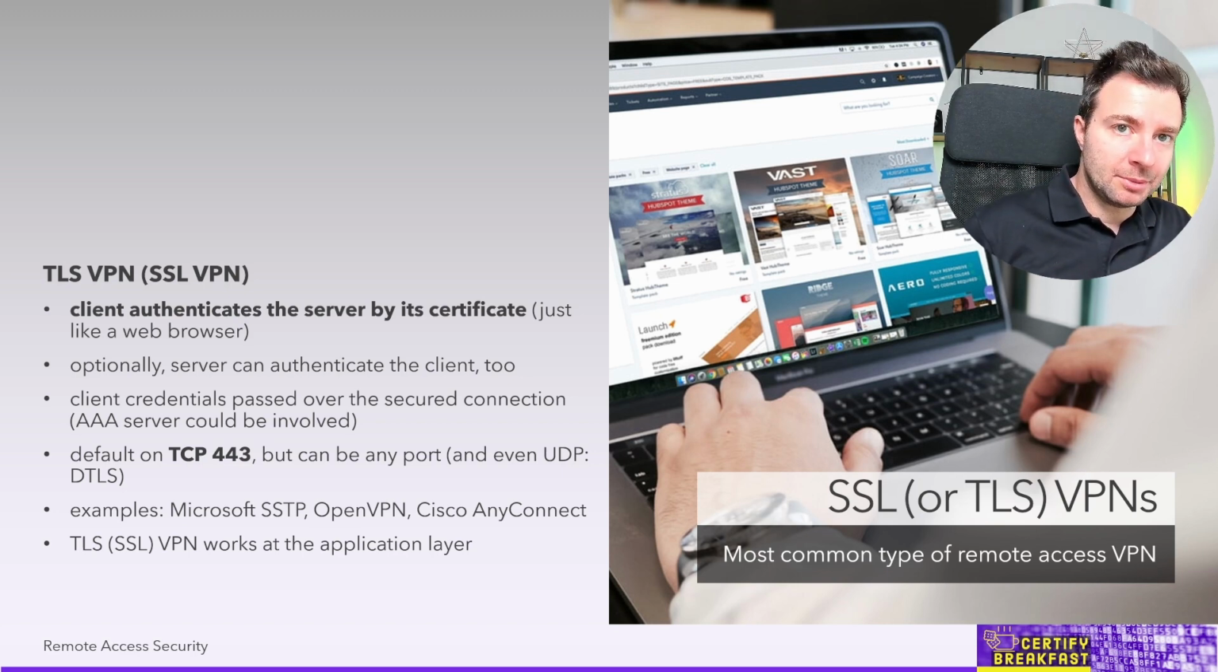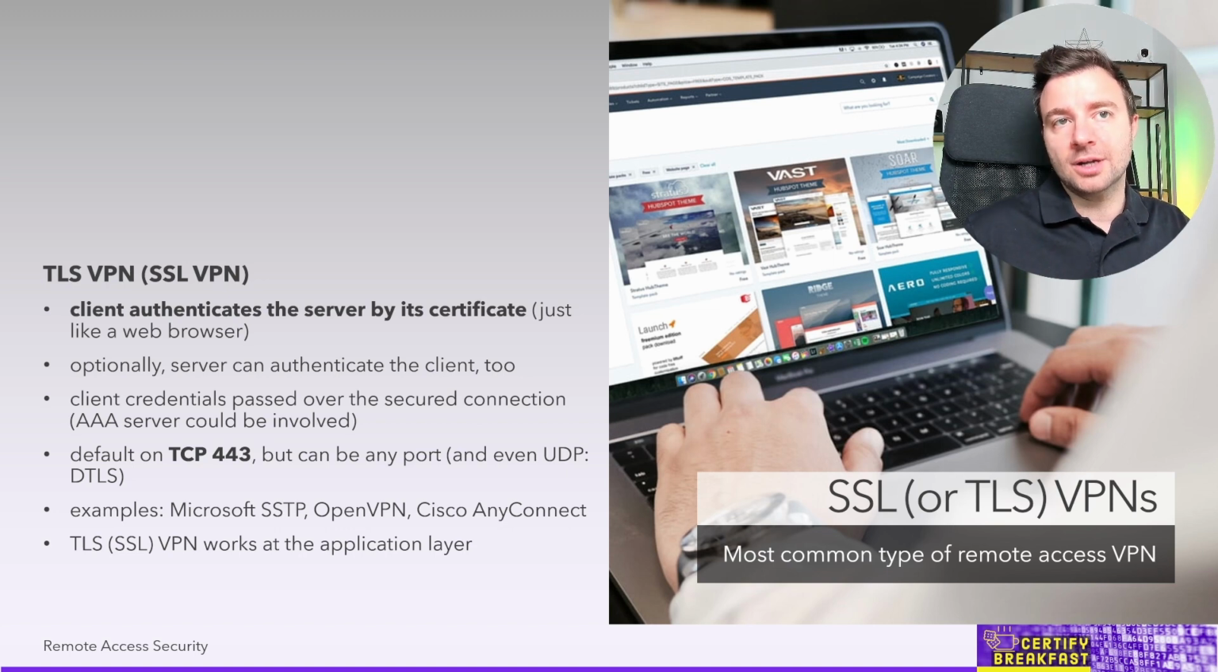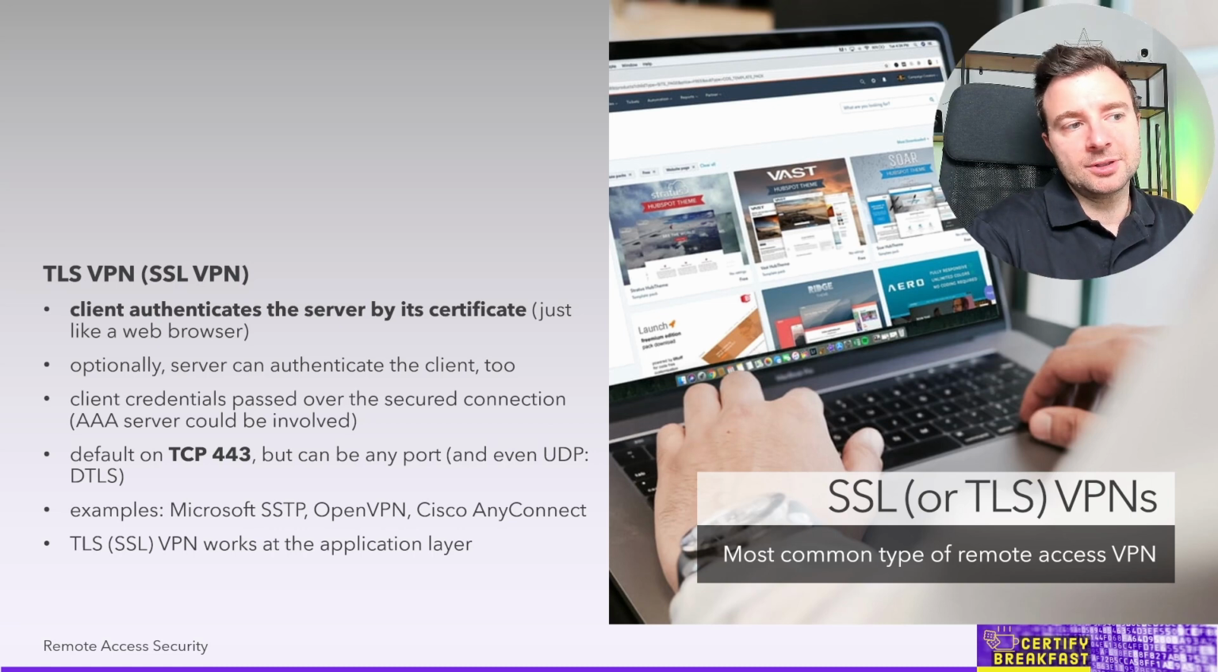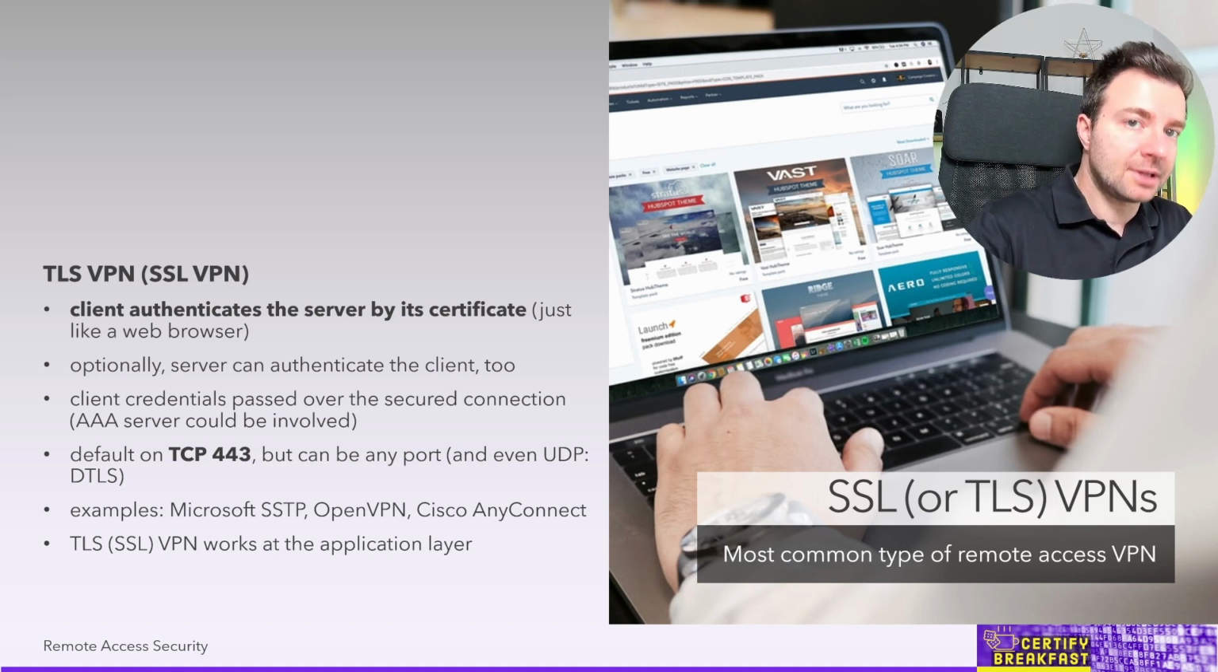OpenVPN is also an implementation of TLS VPN, and Microsoft SSTP, which stands for Secure Sockets Tunneling Protocol. For some reason, they felt the need to give it a different name. Microsoft SSTP is another implementation of a TLS VPN. And yes, the last bullet on the slide right here, TLS VPN works at the application layer, which is probably not surprising since it's an application layer protocol. We said that the communication is very similar to HTTPS, right? HTTPS also runs at the application layer.